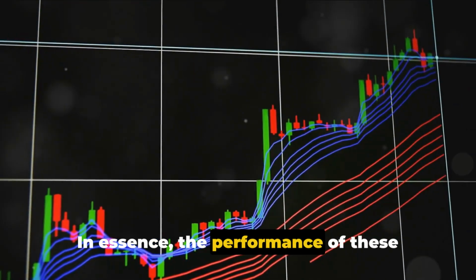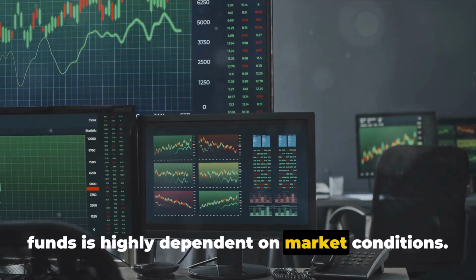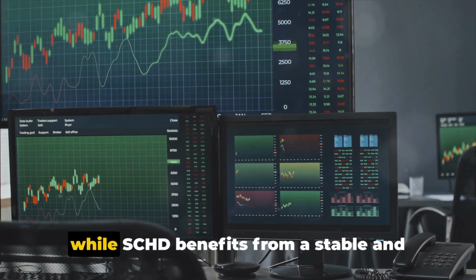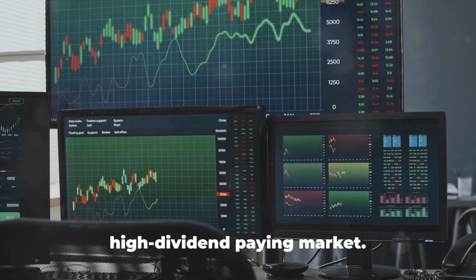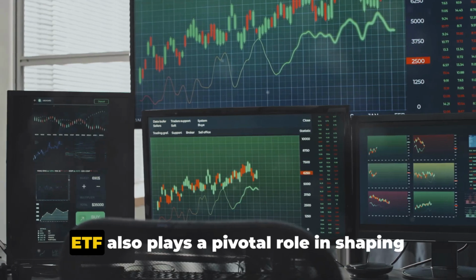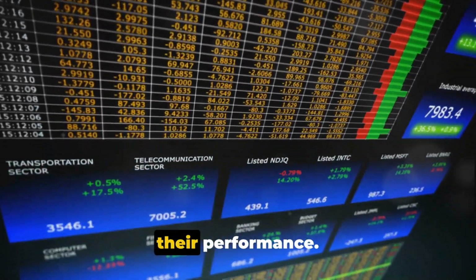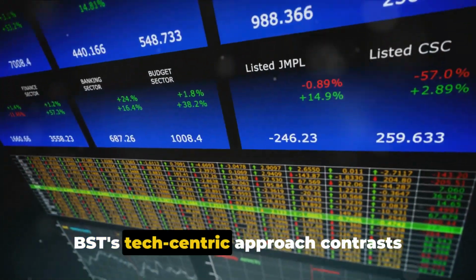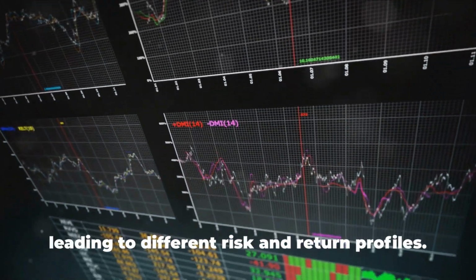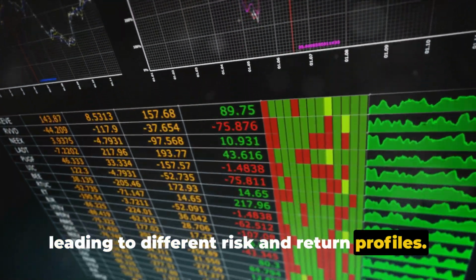In essence, the performance of these funds is highly dependent on market conditions. BST thrives in a booming tech sector, while SCHD benefits from a stable and high dividend-paying market. Moreover, the investment focus of each ETF also plays a pivotal role in shaping their performance. BST's tech-centric approach contrasts with SCHD's dividend-driven strategy, leading to different risk and return profiles.